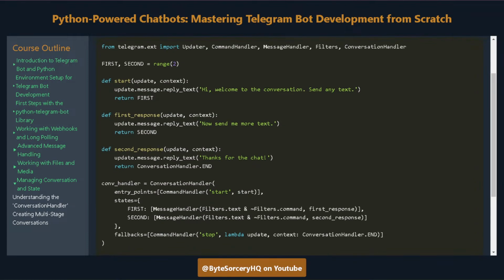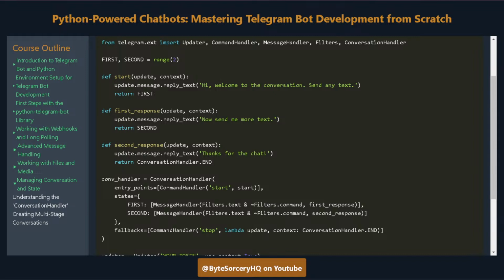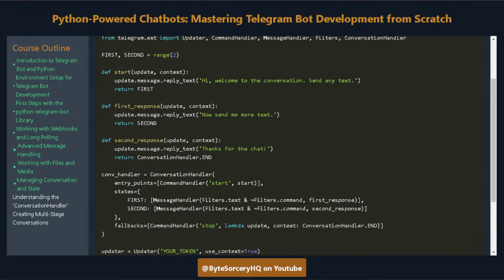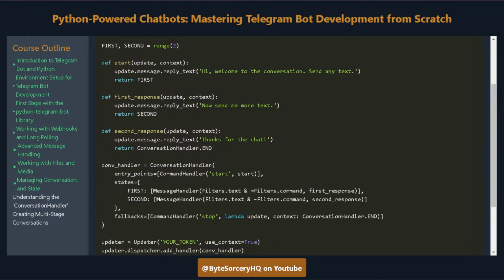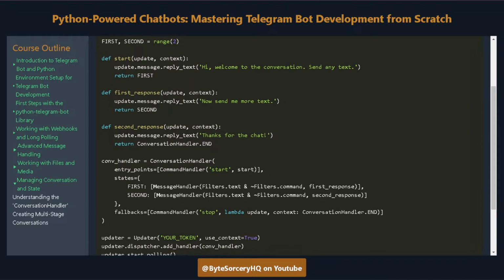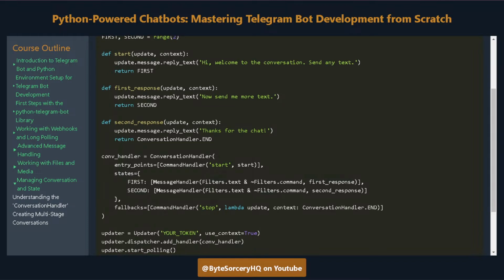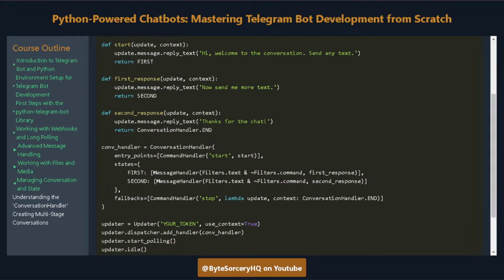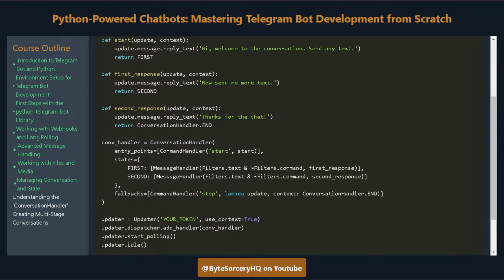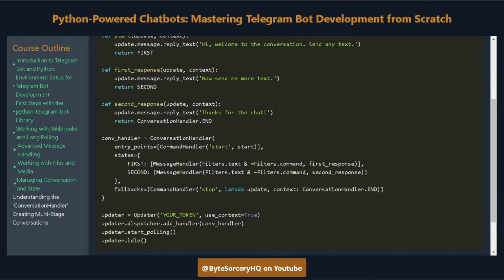In the provided code, we import the necessary modules and define states first and second. The start function begins the conversation by replying to the user and returning the first state. The first response function is triggered by a message in the first state, responds, and updates the state to second, leading to the second response method, which ends the conversation.